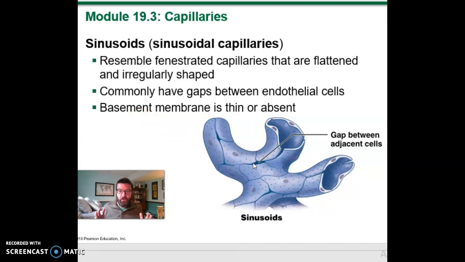Where there essentially is no membrane, right? You have these large gaps between cells, and that allows you to put proteins in or take big things out. You don't find these in as many places, but you will find them, for instance, in your liver, also in your bone marrow, where your blood cells are created, as we talked about a couple of chapters ago.